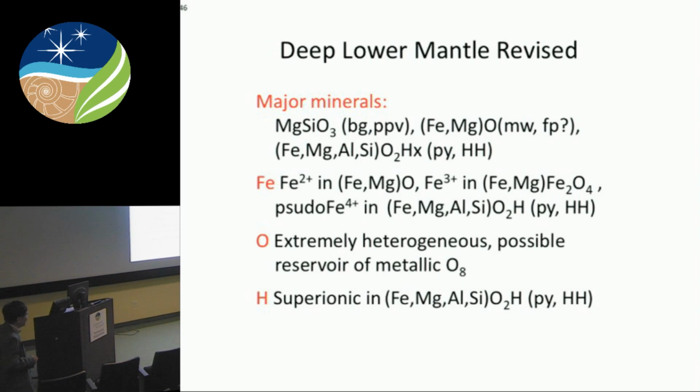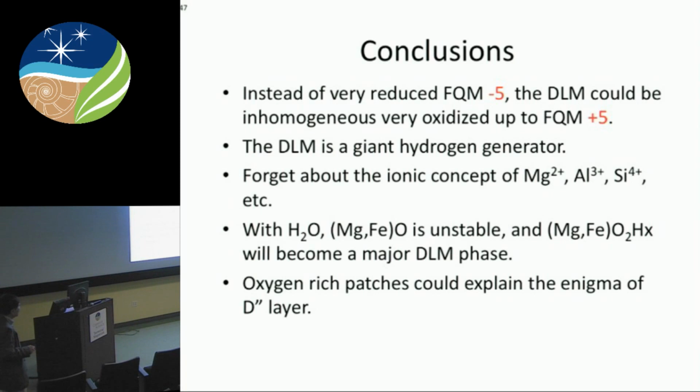Hydrogen is superionic in that case, so it's not OH bound anymore. And most hydrogen will be in this, but you can slowly release that, because this hydrogen in this case is mobile, it's variable. Okay. So the conclusion is, instead of very reducing, the FQM -5, the deep lower mantle could be inhomogeneous, very oxidized. Well, I say up to, actually it could be up to +10, because if you're on the surface, it's +10. The deep, that's 15 orders of magnitude different. This will be a giant hydrogen generator, because the water goes down there, hydrogen is coming out.